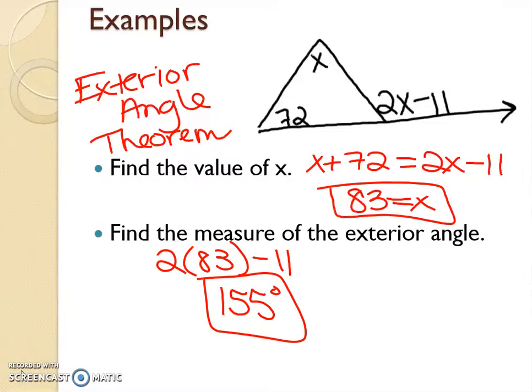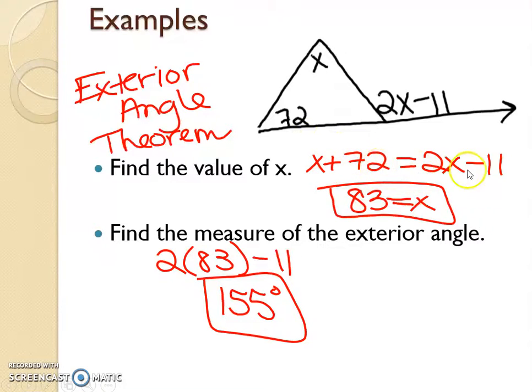So we're going to look at this shape right here. We're going to use the exterior angle theorem. Right here you have x, 72, and 2x minus 11. Find x. We know that when you add 72 plus x, it's going to equal this non-adjacent exterior angle, 2x minus 11. So I want you to write x plus 72 is equal to 2x minus 11. You can solve for x by using algebra.